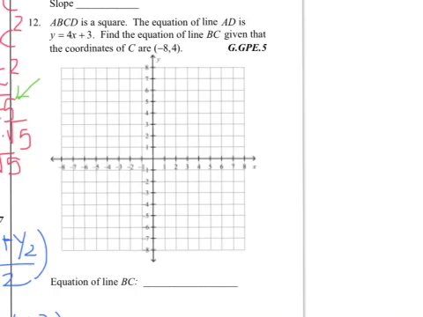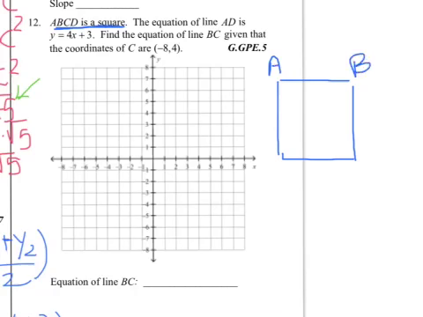In question number 12, they tell us ABCD is a square. And I actually like to look at it not on the graph paper. I like to look at it to the side over here. And they tell us ABCD, we can go in almost any order we want as long as we go counterclockwise or clockwise. So there's ABCD. They told us the equation of line AD, that's this one, is y equals 4x plus 3.